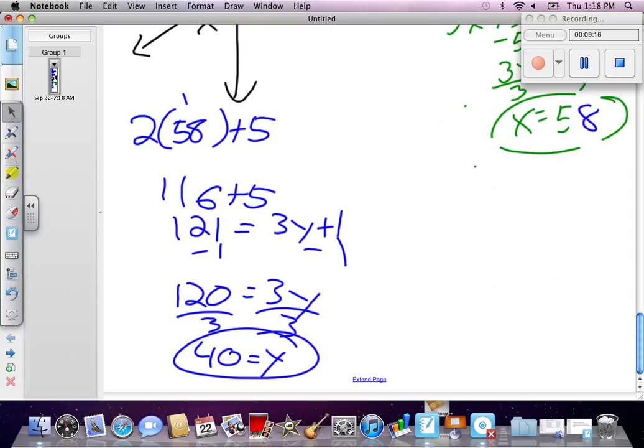If something has 5 sides, what do we call it? Pentagon. Something has 6 sides, what do we call it? Hexagon. 7? Heptagon. 8 sides? Octagon. If all the sides are equal, we call it equilateral. If all the angles are equal, we call it equiangular. And if they're both equilateral and equiangular, it is regular.